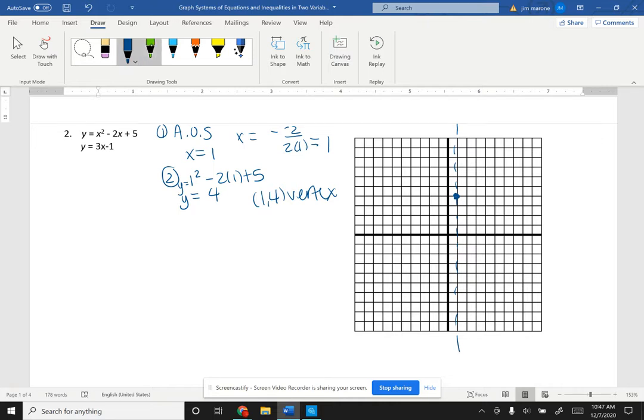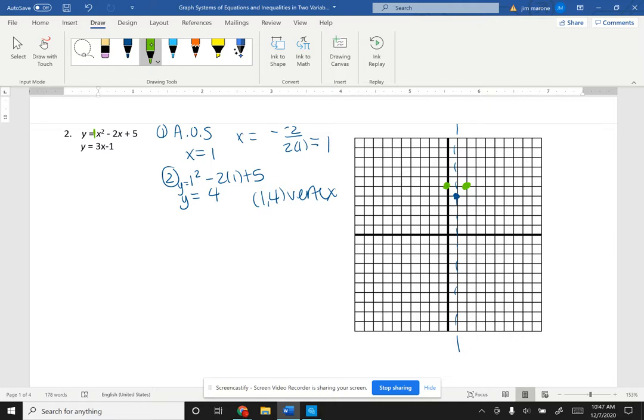I know that this parabola opens up, so since it's a positive 1 lead coefficient, I can go right 1, up 1 and then reflect it over here. And that's my y-intercept also. So the reflection of this point here is the y-intercept.